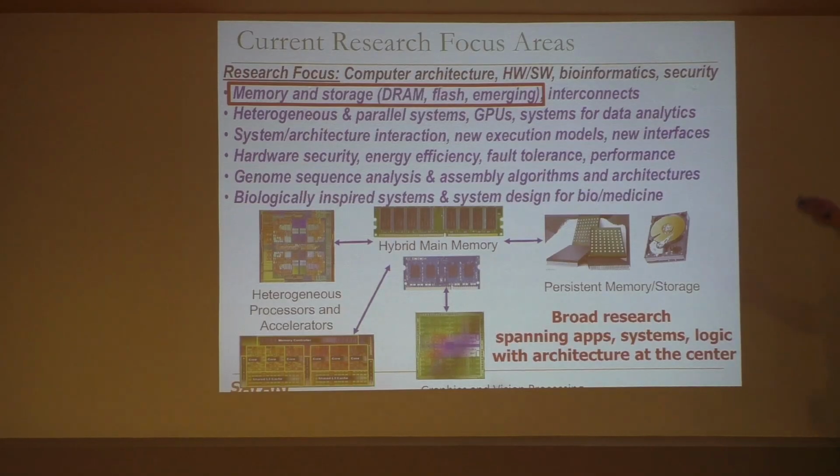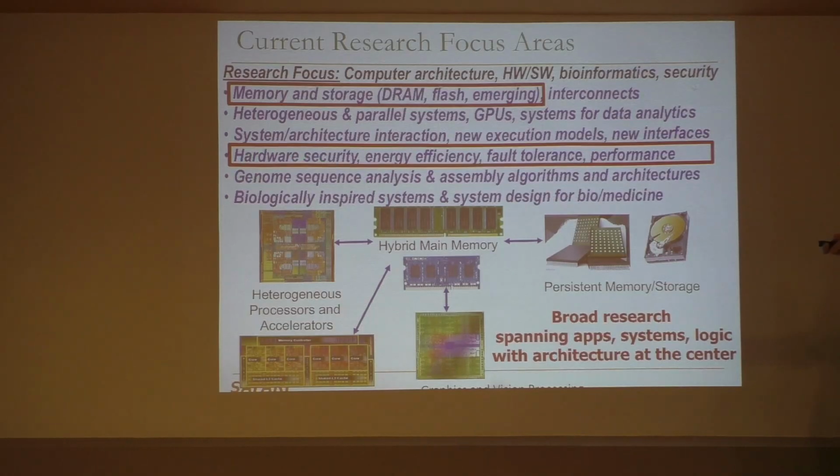But okay, so we're going to talk a lot about memory and storage. I'm going to give you examples of the really interesting interaction between hardware security, energy efficiency, fault tolerance, and performance today. We're going to see all of those are becoming difficult going into the future. We're going to talk about system architecture interaction, new execution models, new interfaces that are needed for those, like computation close to data. We're going to talk a lot about that. How do you do processing inside the memory, for example? Heterogeneous and parallel systems, GPUs, and systems for data analytics. We're going to talk a lot about that also.